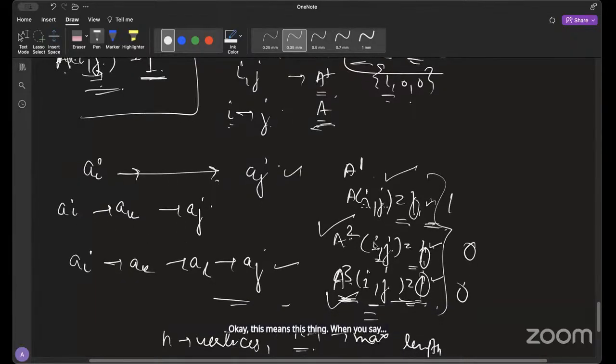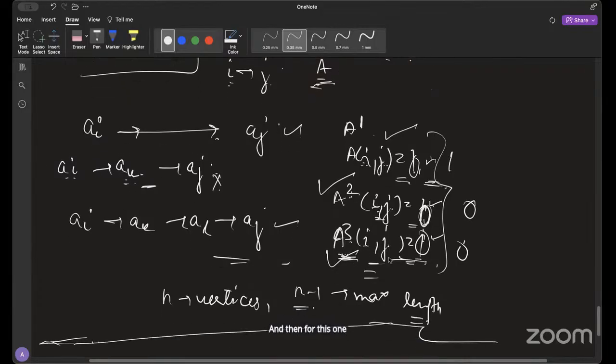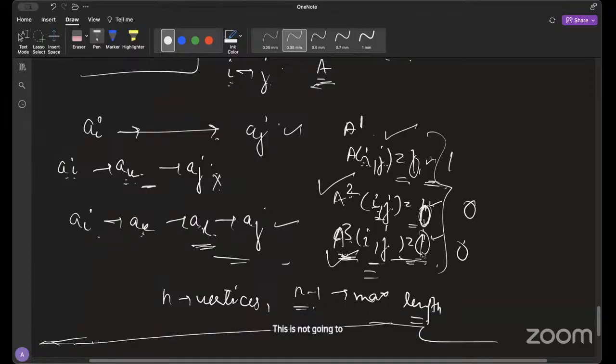When you say A square ij and this is 0, this means that there is no path; this cannot happen. So you cannot have ai to ak and then ak to aj. If there is a 1, that means there is some ak such that there is an edge from ai to ak and then an edge from ak to aj. And for A cube, if you have a 0 here, that means you cannot have ak and an such that ai is going to ak, then ak is going to an, then an is going to aj. This is not going to happen if you have a 0 here. But if you have a 1 here, you will see this in the graph.